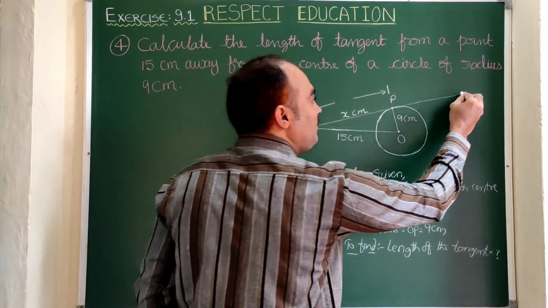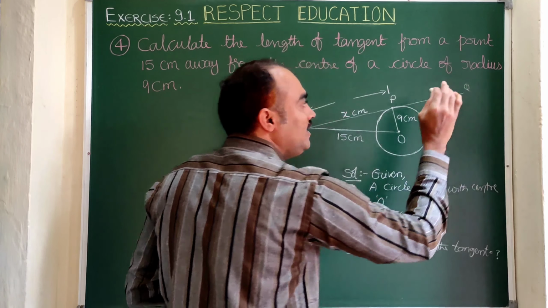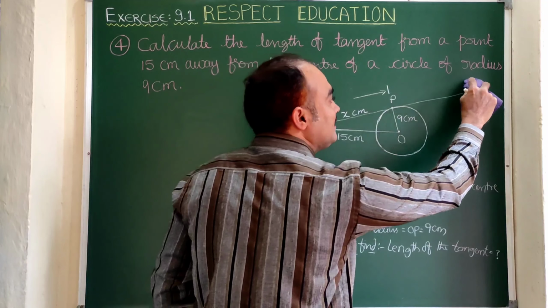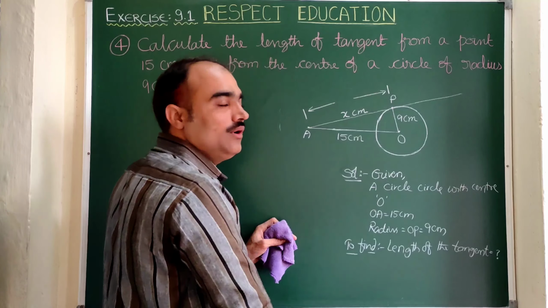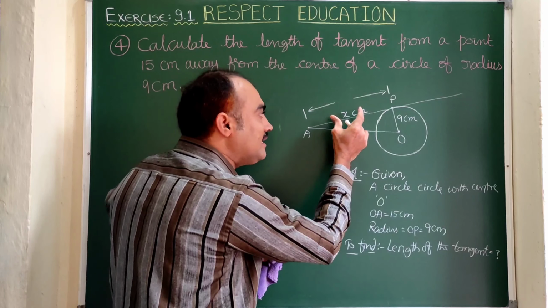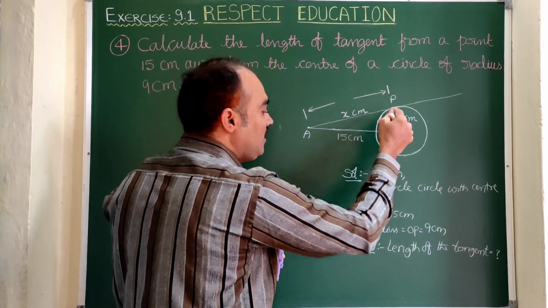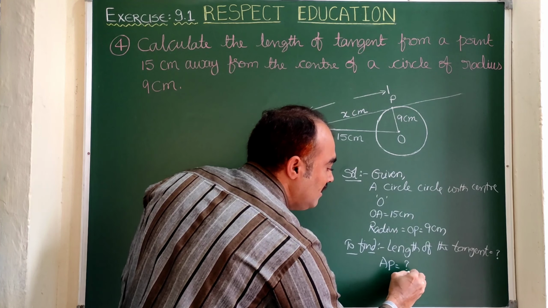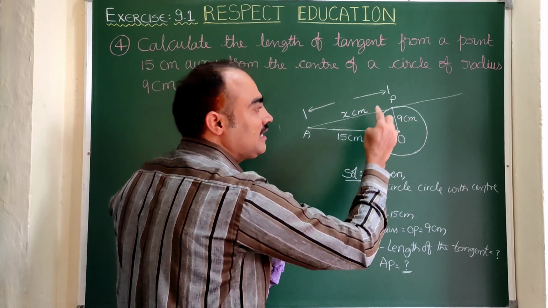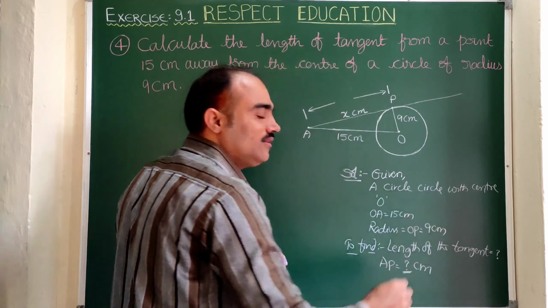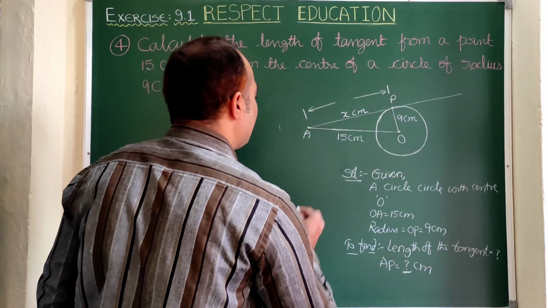For example, here if I take this point as some Q, then you do not think that AQ is the length of the tangent. This is not required for us. Only from this external point to the point of contact, that indicates length of tangent. So here we need to find only AP. So here AP is equal to question mark. That will be in centimeter because other measurements are in centimeter. So AP is equal to some question mark centimeter.